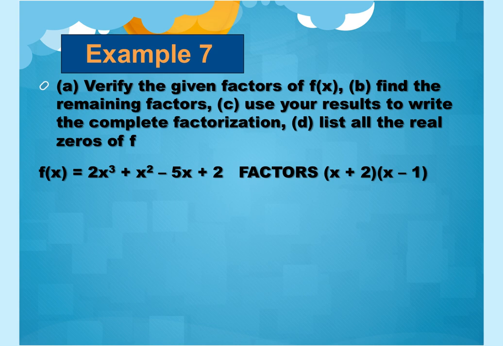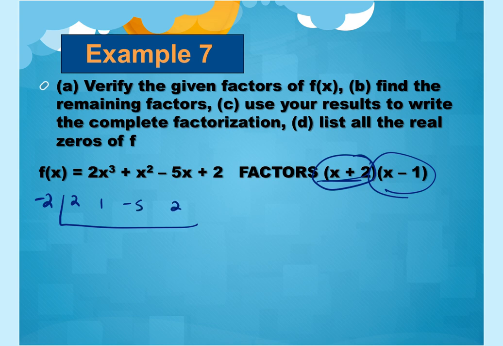Two, okay? So the way we do this is we're going to use the first one to reduce it from x to the third to x to the second. If we need the second one, we're then going to use the second one to reduce it from the second to the first, and then you have found all three. So I'm going to start with the first one. I put negative 2 on the outside because it's an x plus 2, which means the actual root would be negative 2. There's nothing missing here, so 2, 1, negative 5, 2.